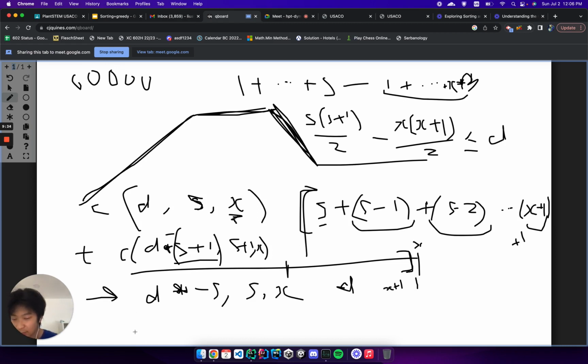If this doesn't work, then that means we have to decrement our speed. So basically the greedy here is we're just trying to go as fast as we possibly can until we're forced to go slower. So does this make sense?